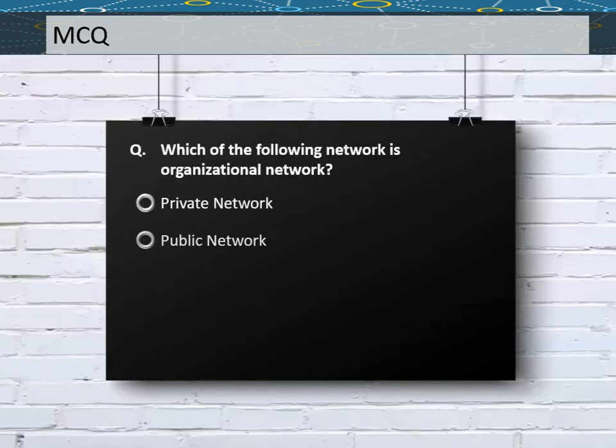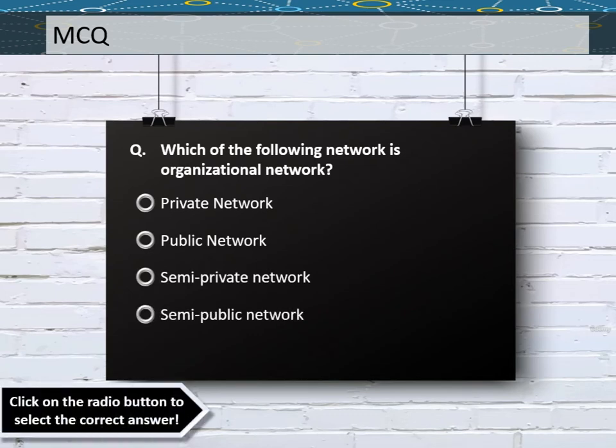Here's a question for you. Which of the following networks is an organizational network? Is it private network, public network, semi-private network, or semi-public network?